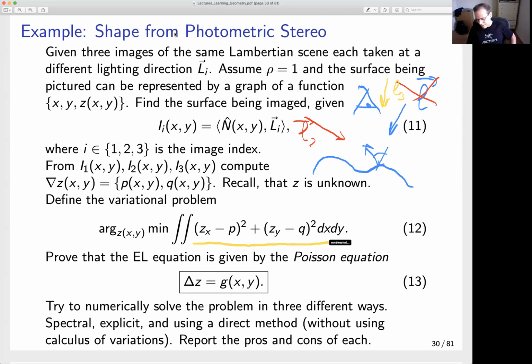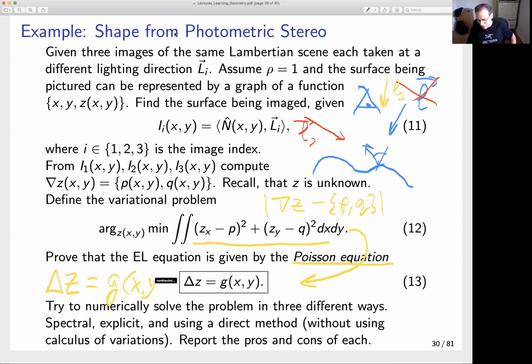It would be zx minus some scalar function p of x and y, and zy minus q. Basically, what you'd like to do is fit your gradient of z to some given functions p and q of x and y. This is what you'd like to minimize. And it appears that if you use the Euler-Lagrange equation, what you're doing at the end of the day is solving the following equation, which is called a Poisson equation, such that the Laplacian of z should be equal to some g of x and y.